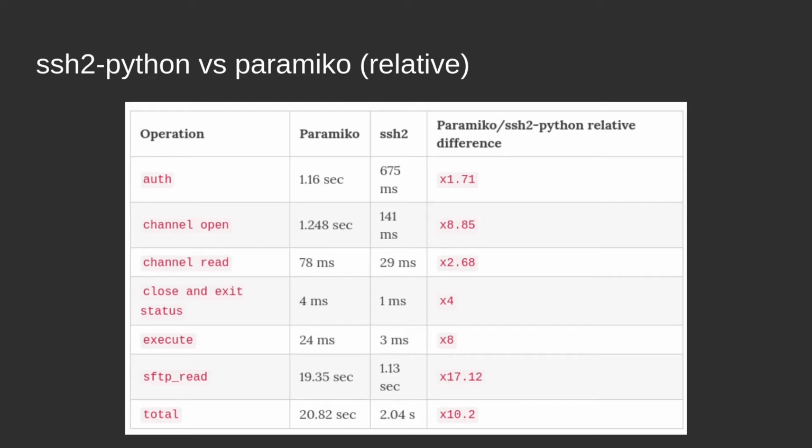Close and exit status is 4 times, execute is 8 times, and the biggest difference between the two is when it comes to SFTP actions, which it is 17.12 times faster. So averaging all those out, it is 10 times faster than Paramiko. If this isn't incentive enough, I don't know what else to tell you guys.